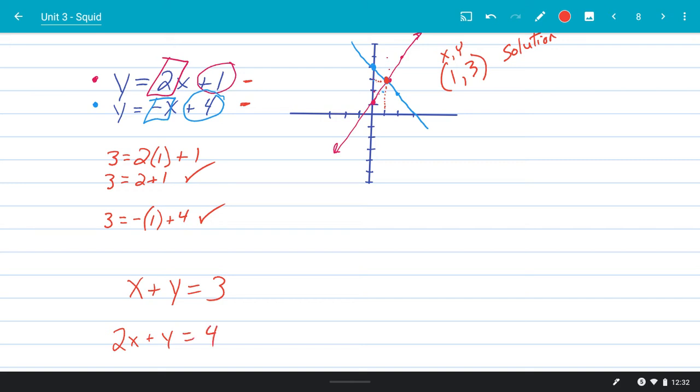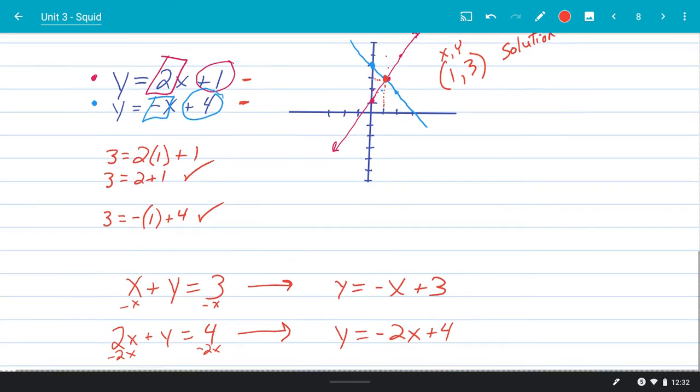The first thing I would have to do for this system is get both equations into slope-intercept form so I could graph them. I could do a t-chart if I wanted to, but that's a lot more work. On the first one, I subtract x from both sides, and that gets me y equals -x plus 3. Now that's in slope-intercept form. For the second equation, I subtract 2x from both sides, so y equals -2x plus 4. So I have two equations, both in slope-intercept form.